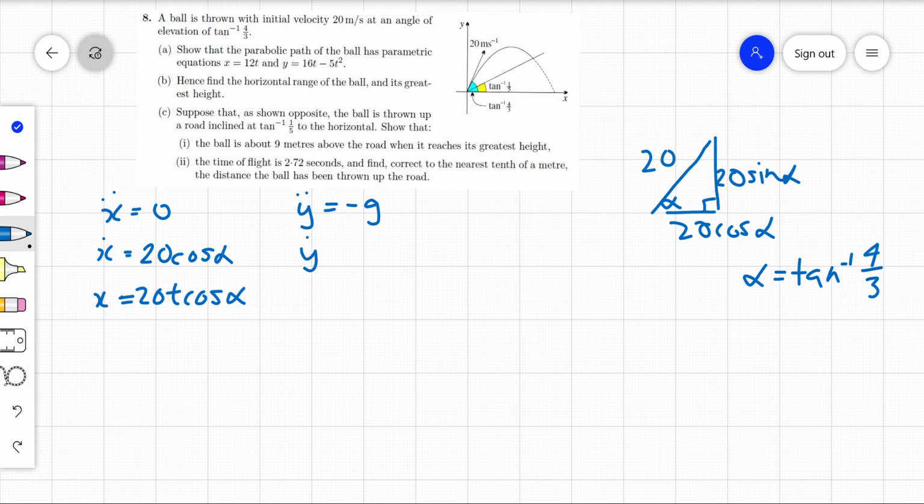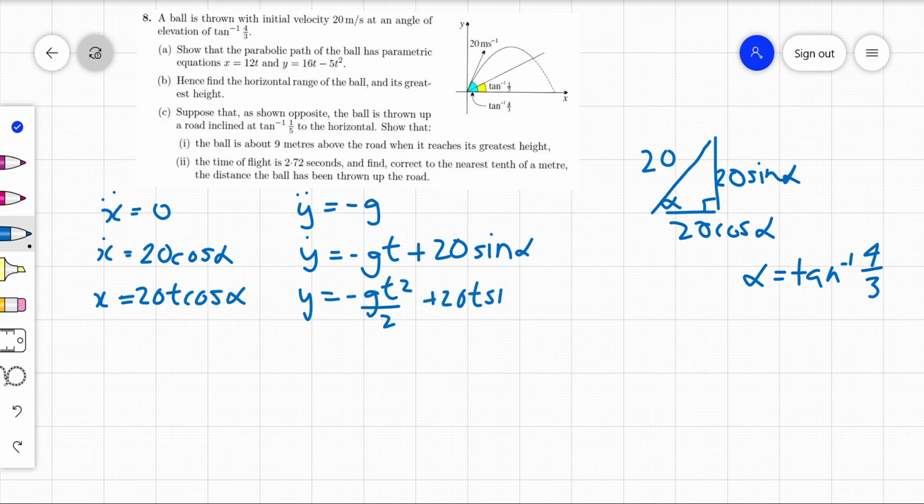All right, so y dot is minus gt plus c in the original. So when t equals 0, the original vertical velocity is 20 sine alpha. So y we would get minus gt squared on 2 plus 20t sine alpha, and we're going to start at 0 for the y value.